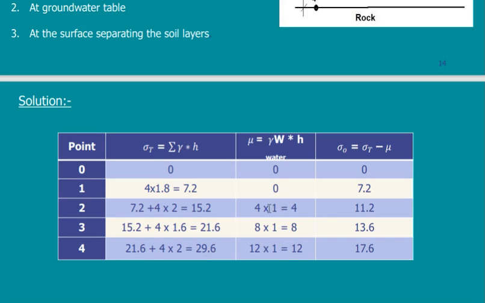The water, we said that the water will start from point 1, and as much as we go below, it will increase by 4 meters, because each layer is 4 meters. So 4, 4, and so on. So here it is 4, 8, 12.